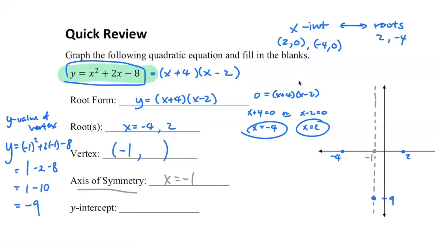And -9 right there. Hey, we got the vertex. Great. Okay, what about the y-intercept? The y-intercept is always 0 comma something, right? So you would just go ahead and put in 0 for the x, and then you would get, ooh, that's 0. So you have just y equals -8. So your y-intercept is going to be right here at -8.